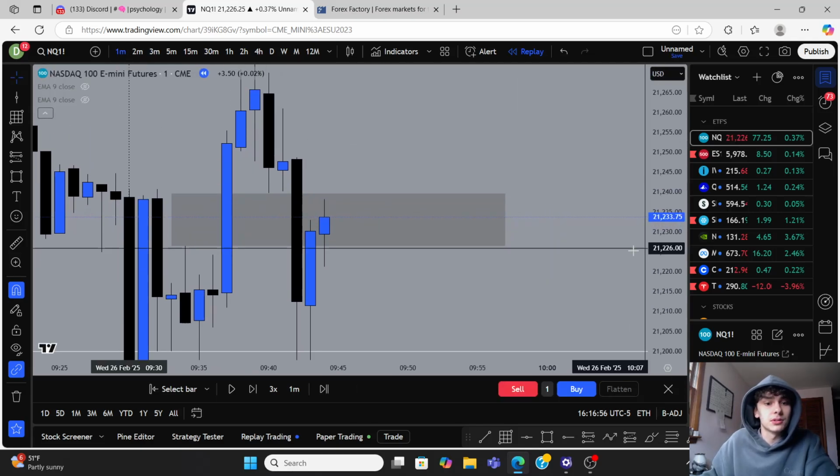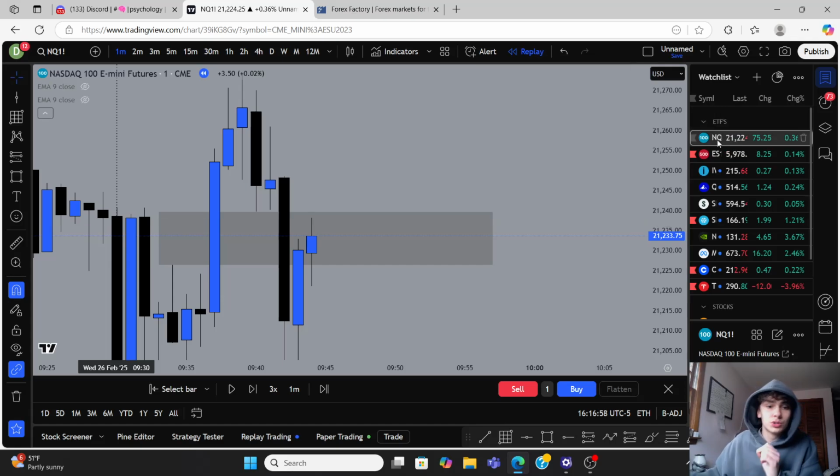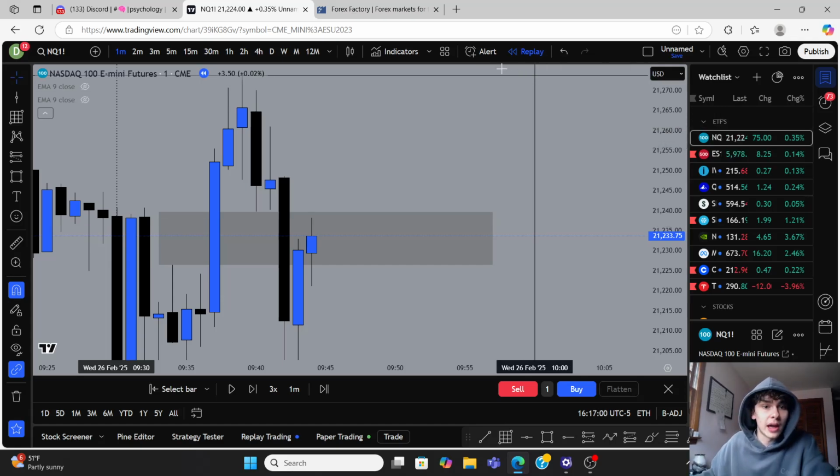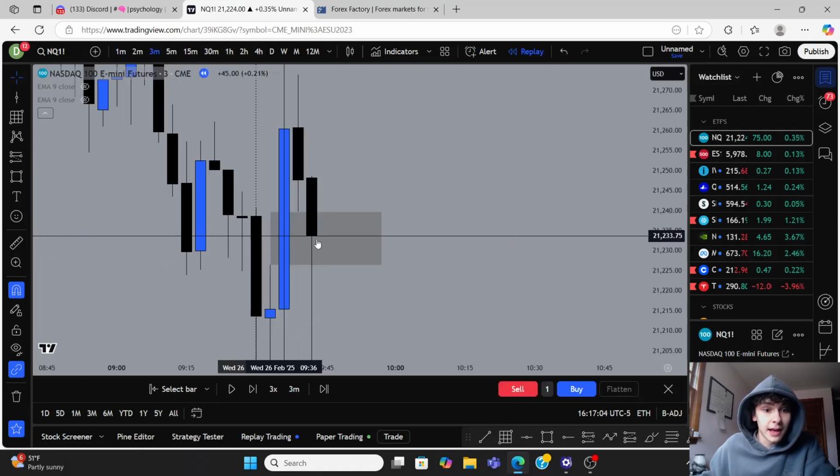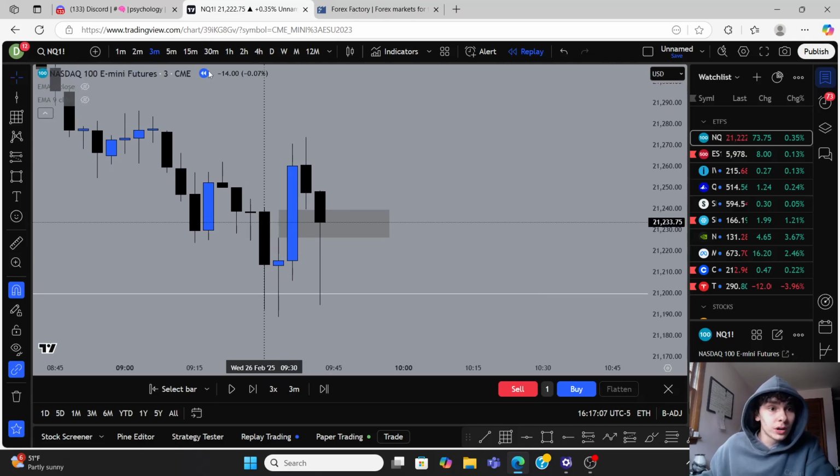Go to the 1 minute. Yeah, it was right here. So now we want to scale down all the way, right? Everything's looking good: 4-hour SMT, 1-hour sweep, 3-minute fair value gap holding bullish. All I want to see is my 1-minute confirmation, and then I will enter.